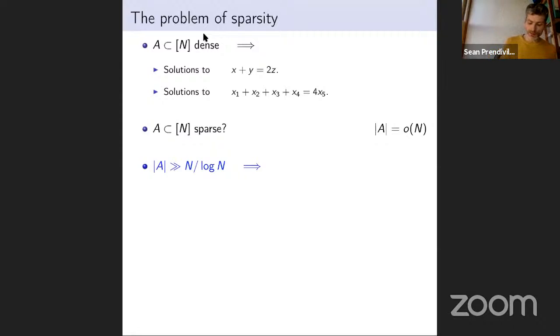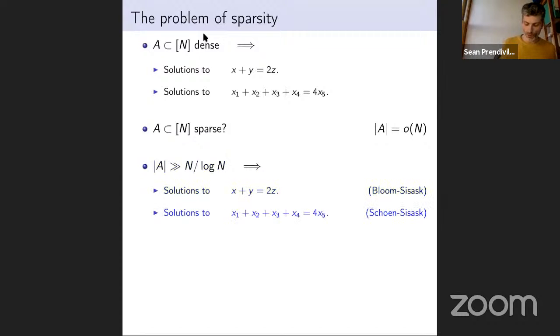And can we conclude that the primes contain 3-term progressions or solutions to our 5-variable equation purely using their density? And it's a remarkable achievement of Bloom-Sisask and Schoen-Sisask that you can. This result of Schoen and Sisask predates the work of Bloom and Sisask and actually applies for equations in 4 or more variables.